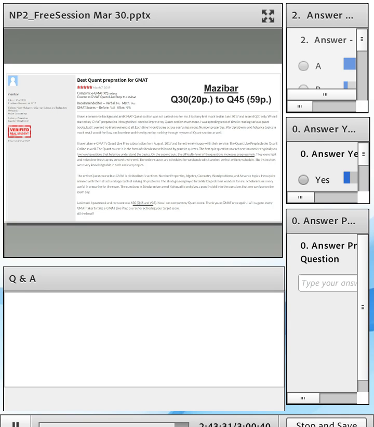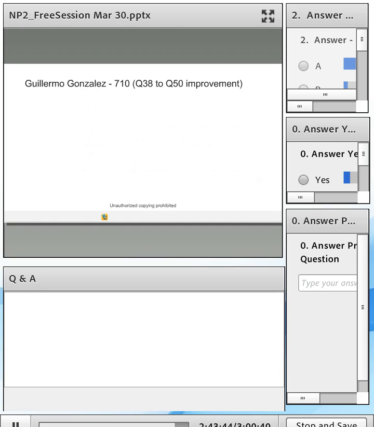So the thing to notice is that regardless of your current level in quant, the common theme is building your conceptual understanding, building the right kind of process. Okay. Now let's take up this last success story.